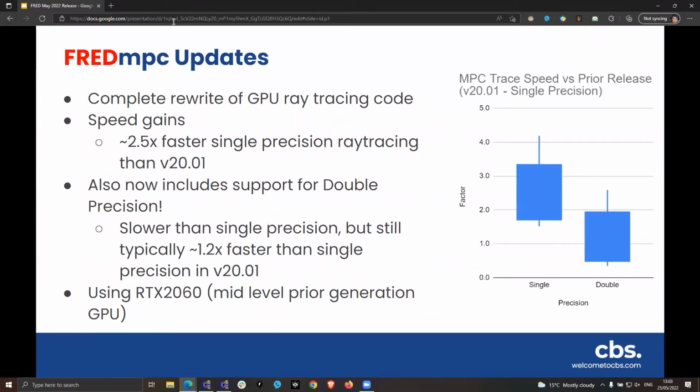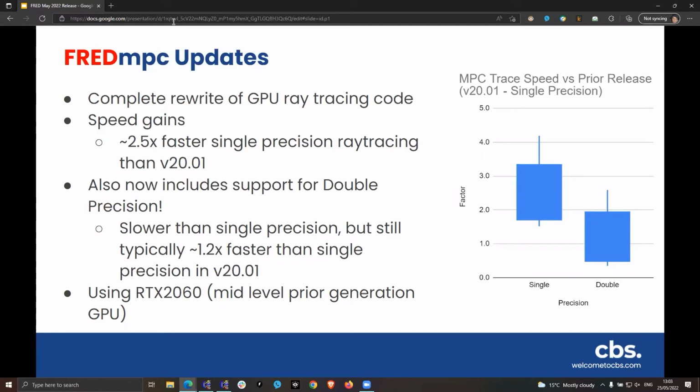So the big thing that's happened in the last 16 months or so is that there's been a complete rewrite of the GPU ray trace code, and that's obviously taken a lot of effort. It's why there's been a longer gap than normal between updates to FRED. But one of the biggest benefits we get from that is the speed gains. So what we've seen in testing is that MPC ray traces in the single precision mode are around 2.5 times faster than they were in the prior version of FRED.